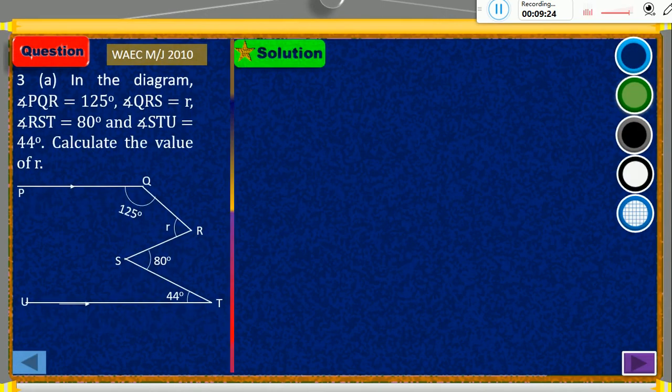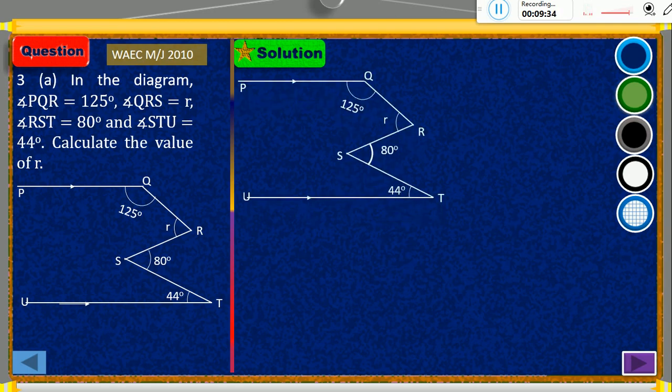Question number 3A. So we can see the diagram. So now let's see how to solve the question with the given angles and side. We are going to add construction to the diagram to enable us to solve the question. That's the first construction, B. The second construction, A. Now let's see how to solve the question.